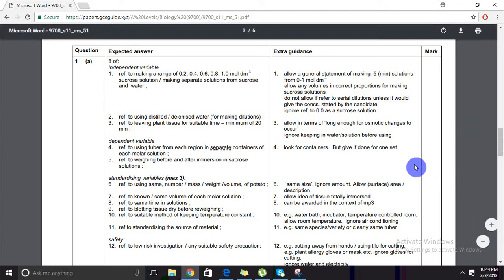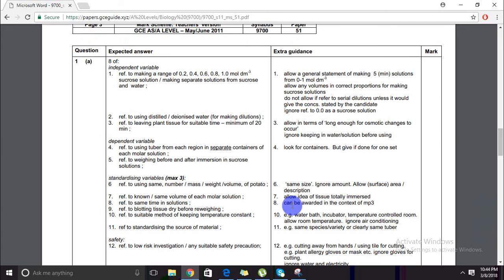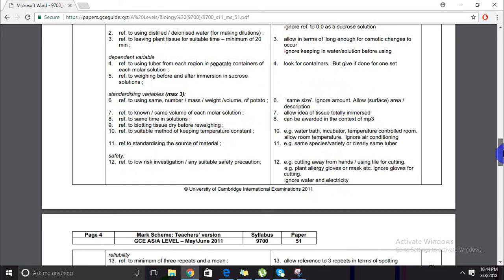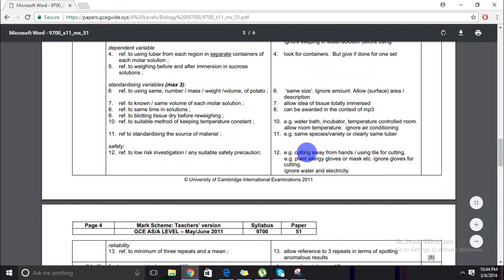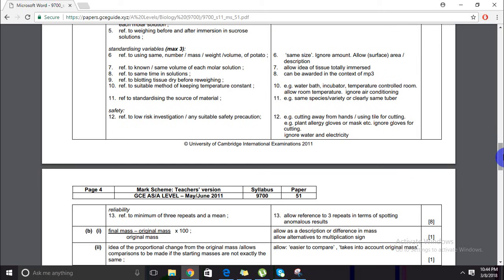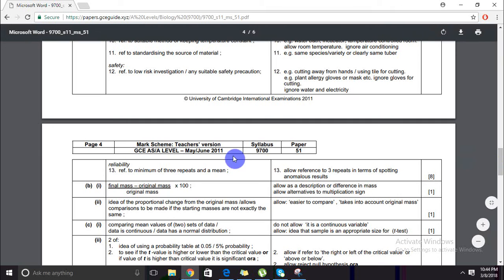the material. Same size, ignore amount, allow surface area, allow the idea of tissue being fully immersed. You need water bath incubator, temperature controlled room, same species, variety of clearly the same tuber, low risk investigation, cutting away from the hand using tile for cutting, plant allergies, reference to minimum of 3 repeats and a mean in order to spot anomalous data.